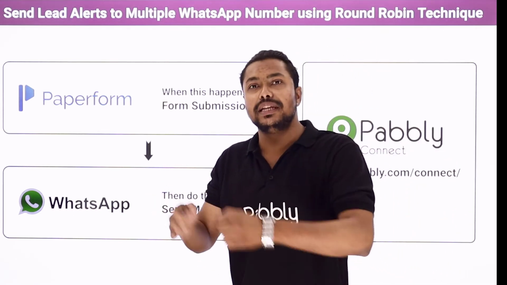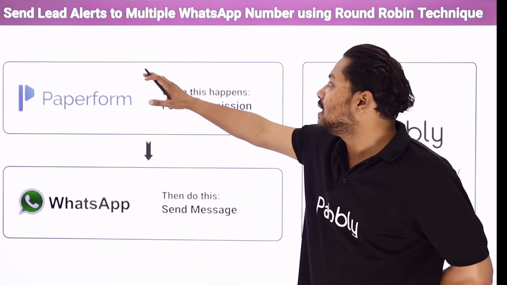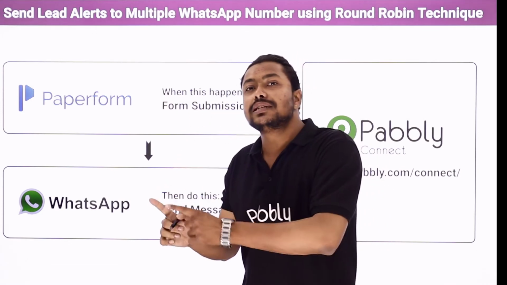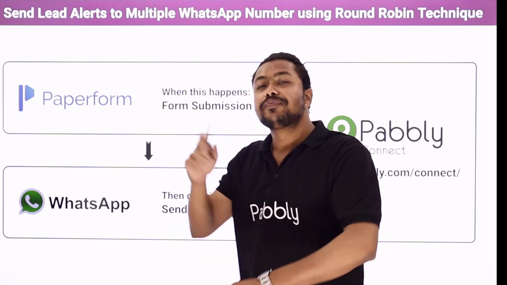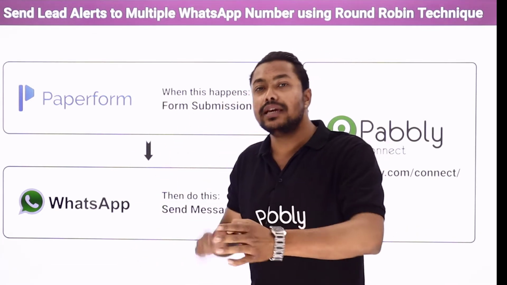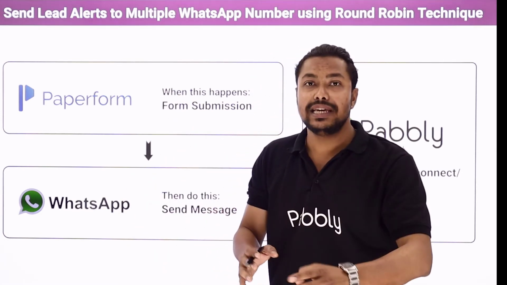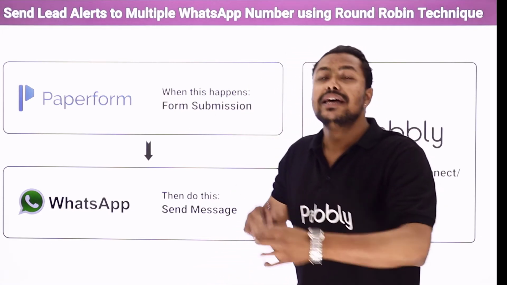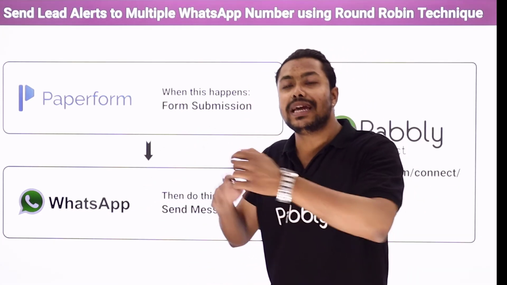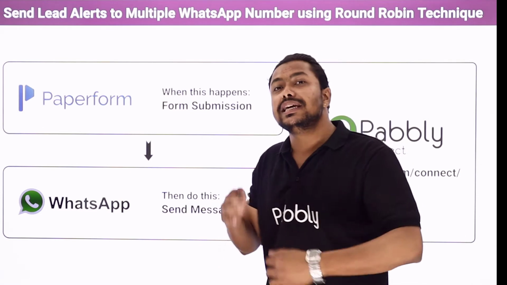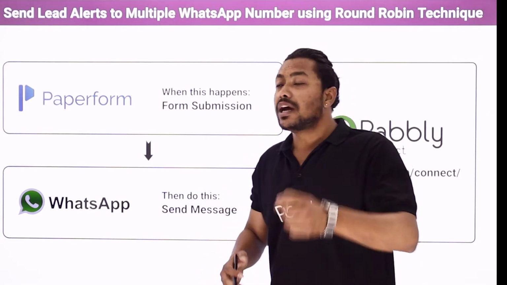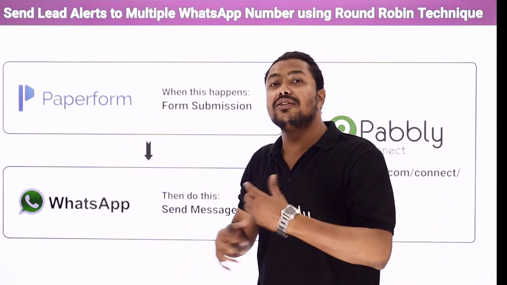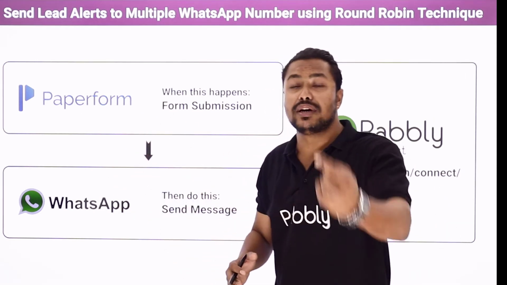Suppose you are running a company and people have been submitting forms through your Pabbly Form. Now what will happen? First submission will go to employee A, second submission will go to employee B, third submission will go to employee C, and then from there again the fourth submission will go to employee A, fifth submission will go to employee B, and sixth submission will go to employee C, and then this will continue. Now what will happen? The leads will be divided among 3 employees, and 3 employees can work better on those leads rather than one single employee.